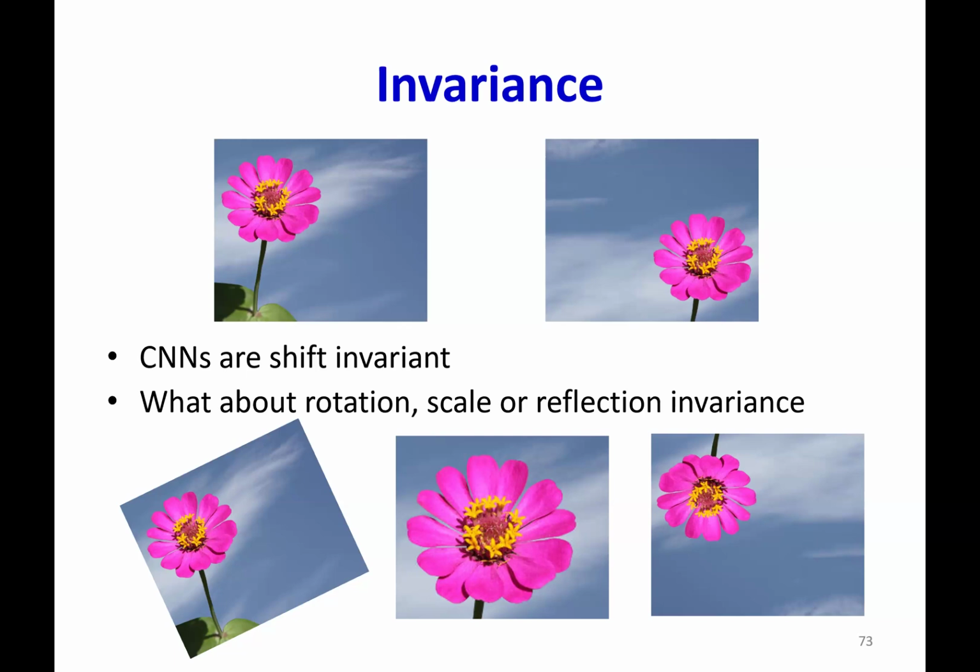Now, we just saw that CNNs are shift invariant. That was the whole entire purpose of the convolutional network. You wanted it to fire regardless of whether the flower occurred here or over here. But then there are other kinds of operations, like rotations, like here, right? Or scale, or reflection, or other kinds of transformation. How do you introduce invariance to these kinds of operations? Any ideas? Does anybody want to hazard a guess?